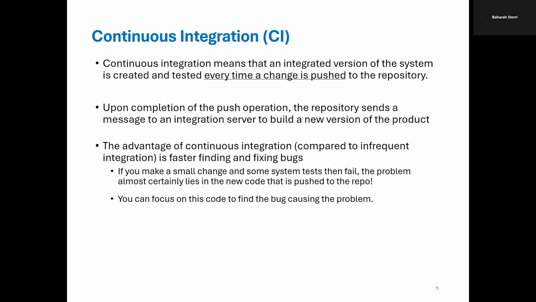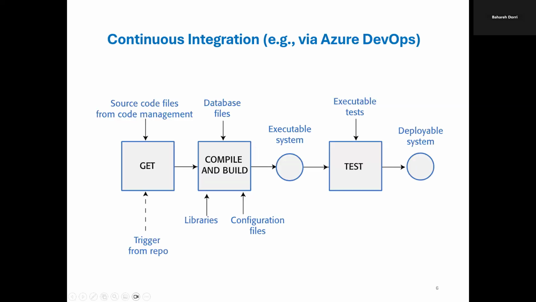Continuous integration is like a safety net. It helps teams catch mistakes early and fix them before they spiral into bigger issues. This diagram gives us a high-level view of the continuous integration pipeline.